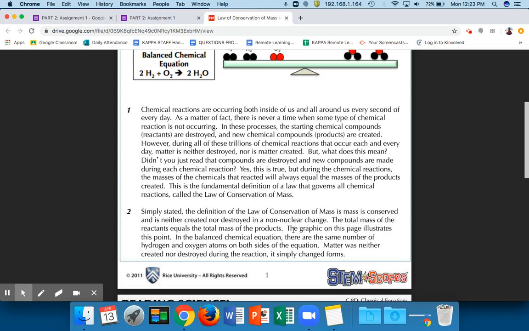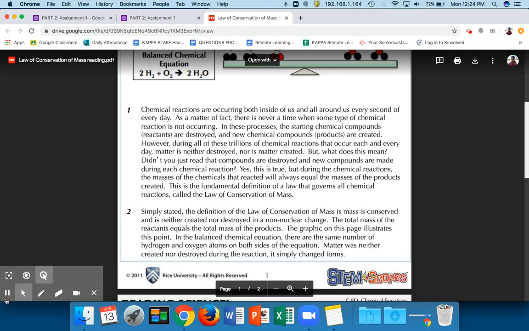Didn't you just read that compounds are destroyed and new compounds are made during each chemical reaction? Yes, this is true. But during the chemical reactions, the masses of chemicals that reacted will always equal the masses of the products created. This is the fundamental definition of a law that governs all chemical reactions, called the law of conservation of mass. Simply stated, the definition of the law of conservation of mass is: mass is conserved and is neither created nor destroyed in a non nuclear change.